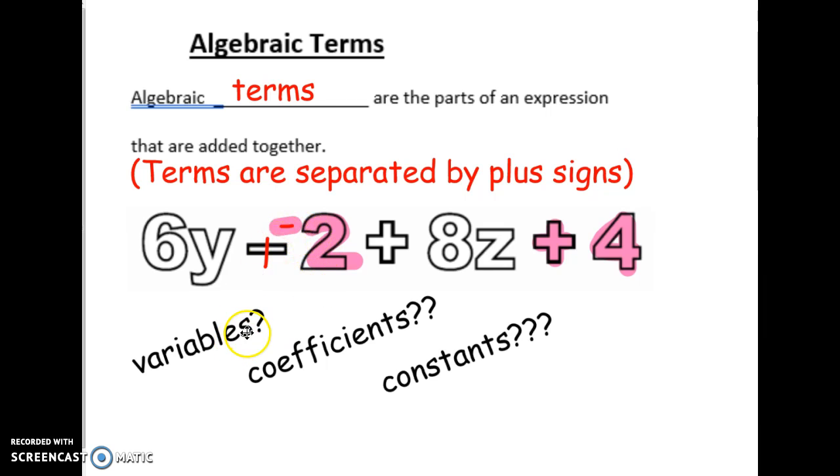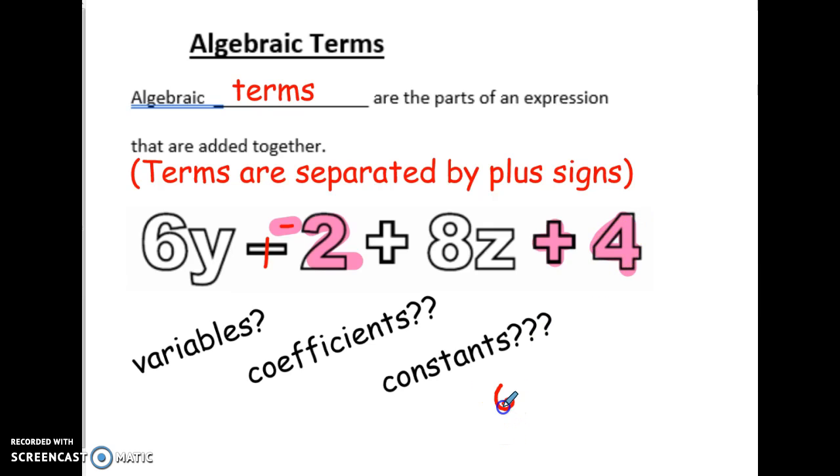So as a quick reminder, we have variables in this problem. In this case, we have the variable y and we have the variable z. We have coefficients in front of those variables. We have a coefficient of 6 in front of this term, and we have a coefficient of 8 in front of this term. And then your constants, as you can see, I've highlighted those because we often, when we're looking at an algebraic expression, we don't want it to take up as much space as this one has.